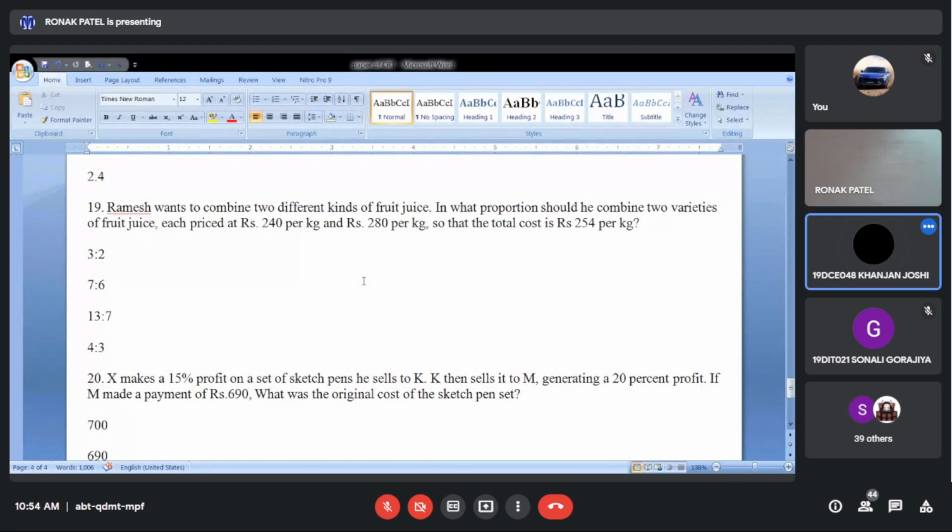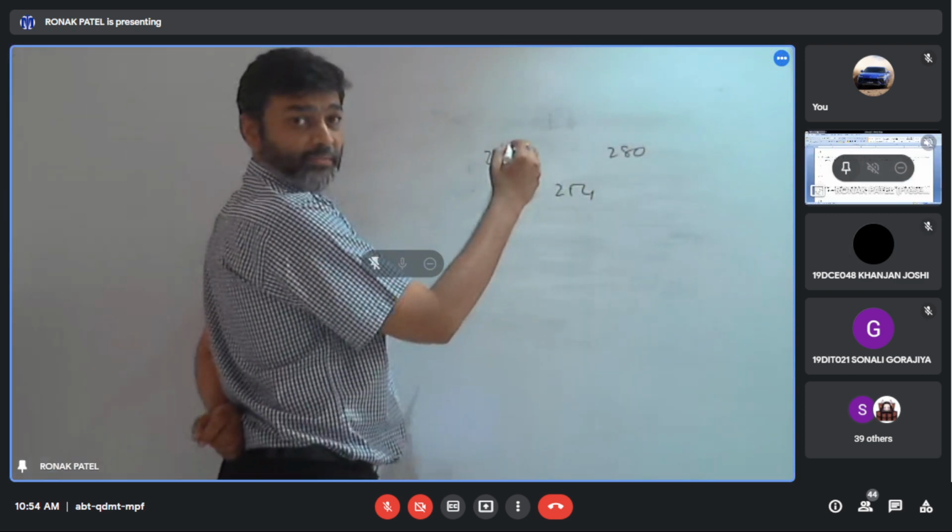Thirteen is to 7. Okay, how did you get that? I took the difference of 240 and 254, and the difference of 254 and 280. Very nice. So this is 280 and this is 254. You can do this. This is called the variety number.